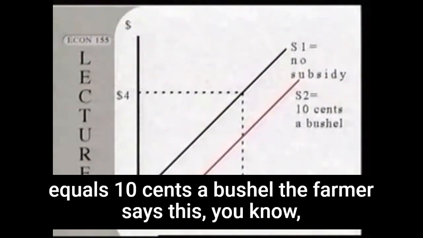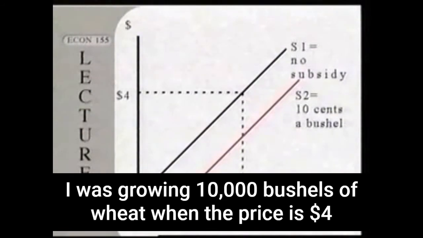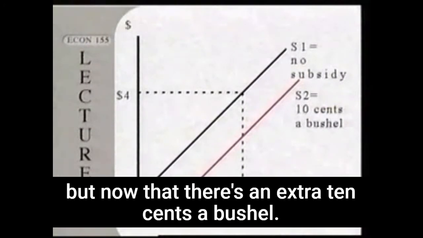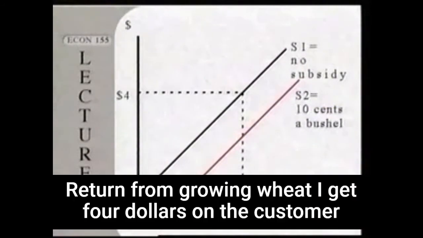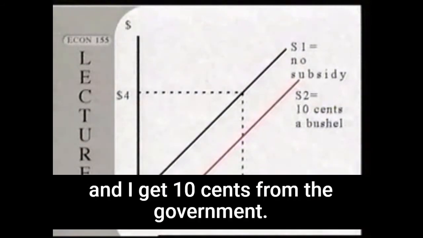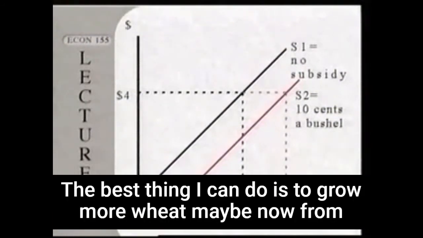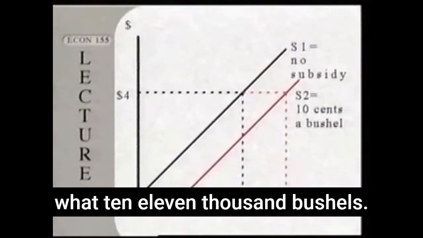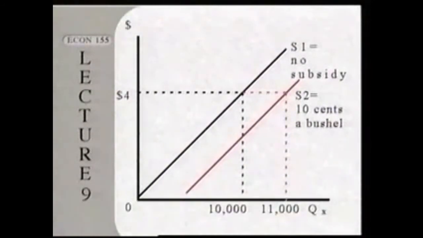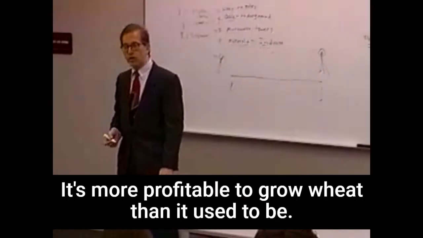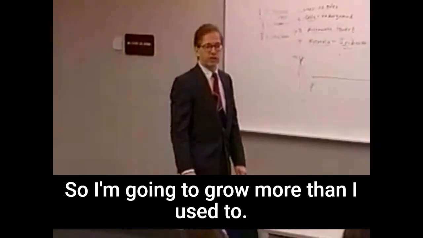The farmer says this: you know, I was growing 10,000 bushels of wheat when the price is $4 a bushel, and I was making the most possible profits I could. But now that there's an extra 10 cents a bushel return from growing wheat, I get $4 from the customer and I get 10 cents from the government. Now the best thing I can do is to grow more wheat. Maybe now, 11,000 bushels. It's more profitable to grow wheat than it used to be, so I'm going to grow more than I used to.